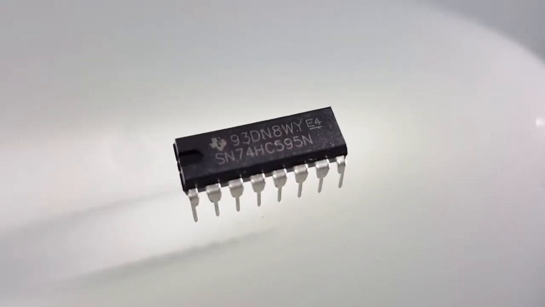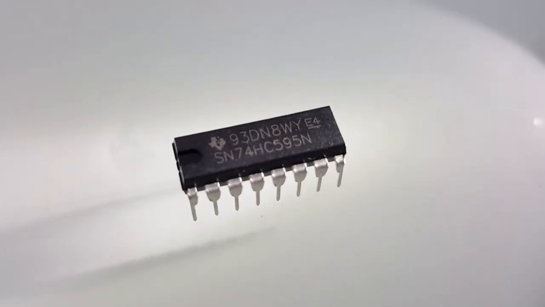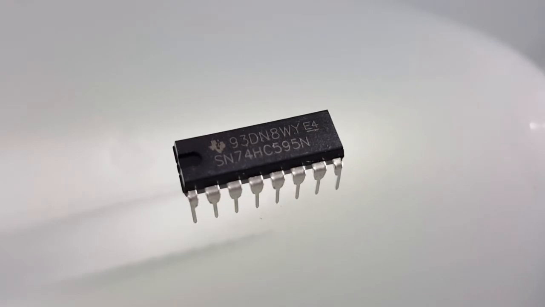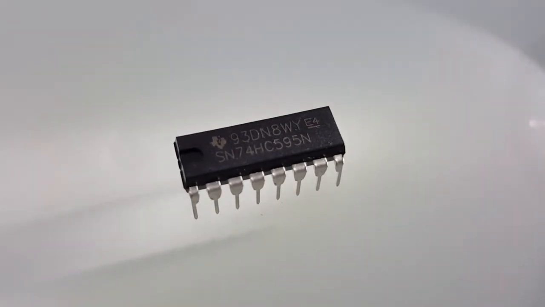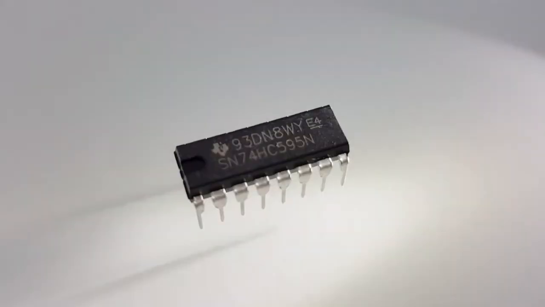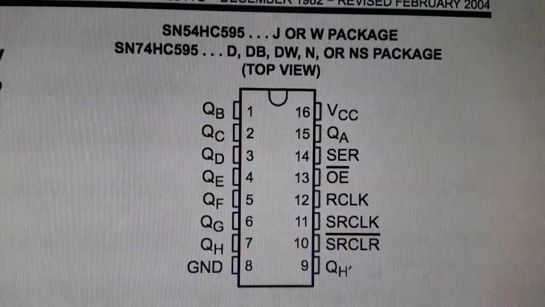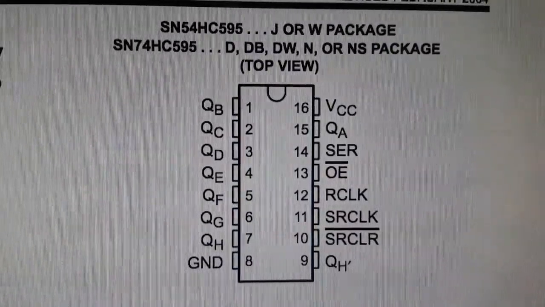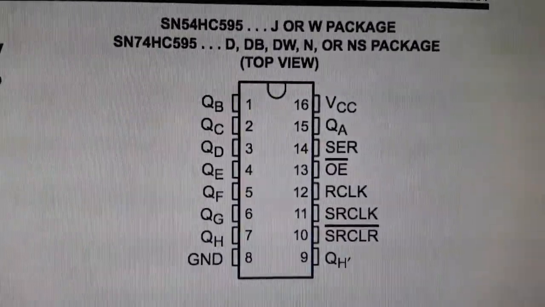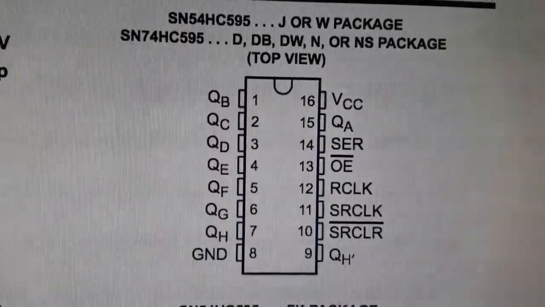The shift register we are using is the 74HC595N. The advantage of this register is that it has an output latch. This means that the output will only change when all the inputs are ready. This diagram shows the layout of this shift register IC chip.